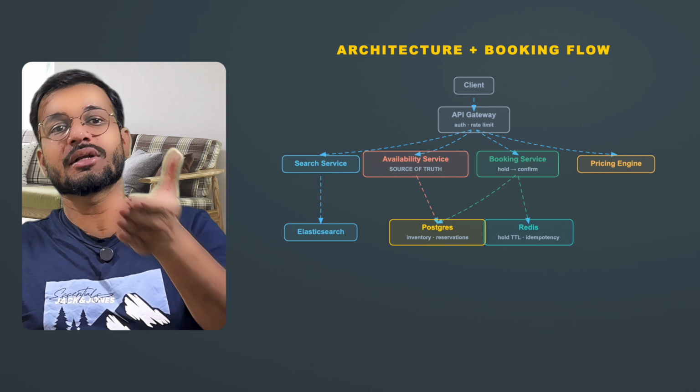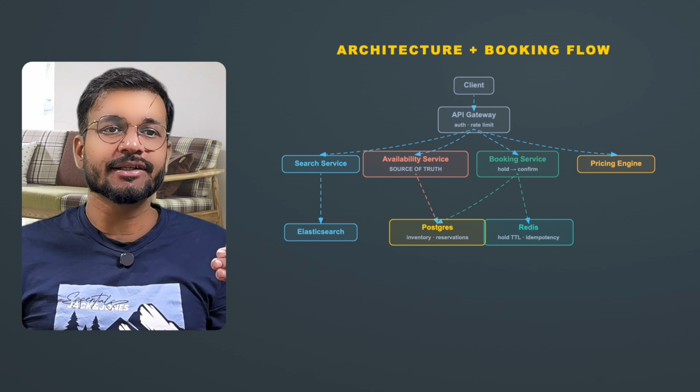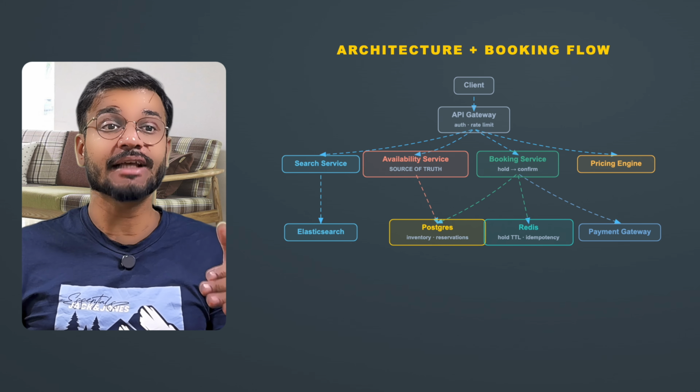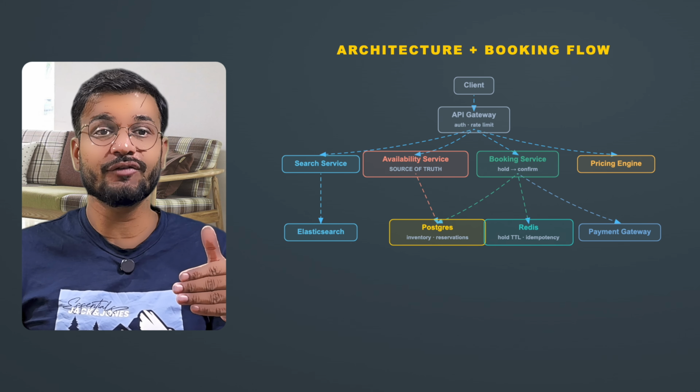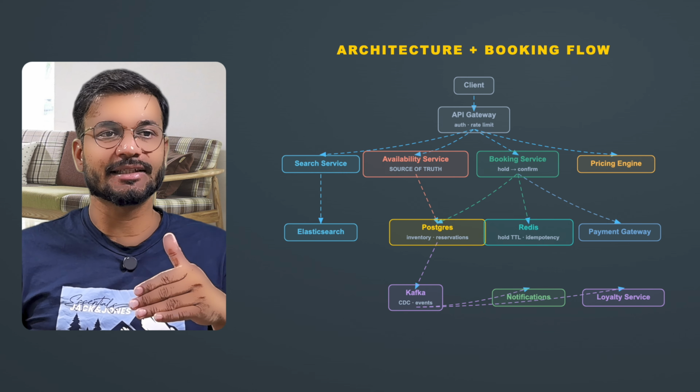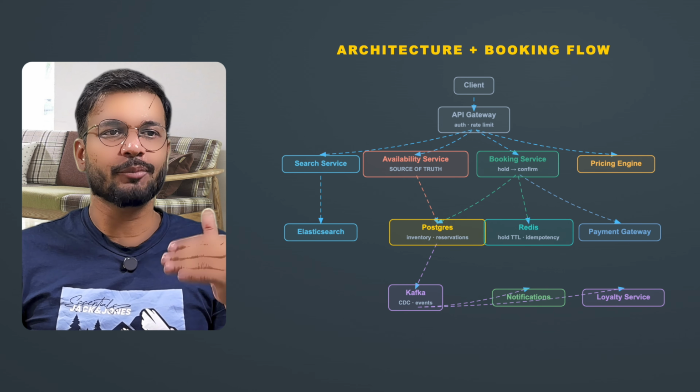The booking service orchestrates the reservation flow: hold, payment, confirm. The pricing engine computes real-time prices based upon the rules. The payment service handles authorization, capture, and refund with the payment gateway. The notification service sends email and SMS. The loyalty service manages the points.